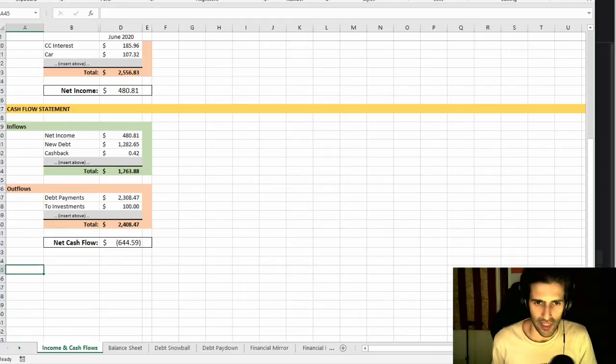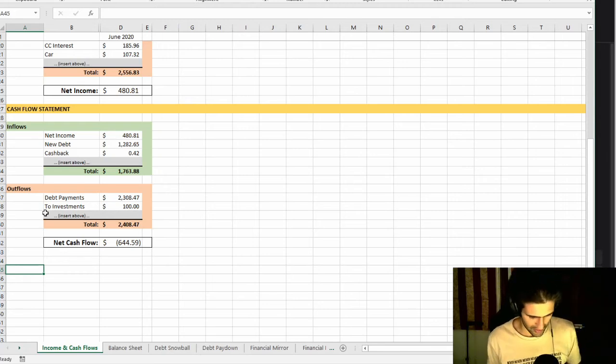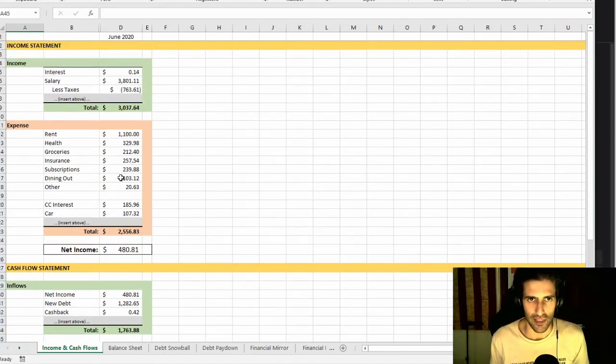So here we are in the cash flow statement. So the way that this is going to work basically is that the income statement is going to be how much, we're using that to find out what our net income is.